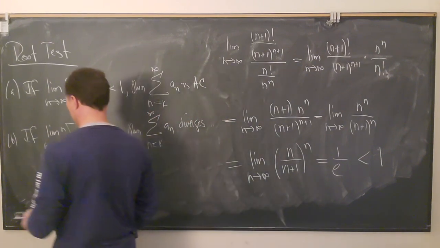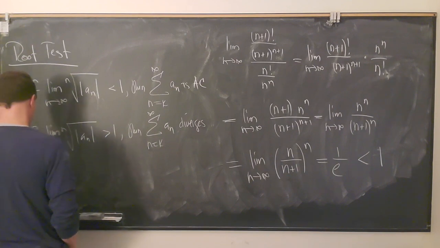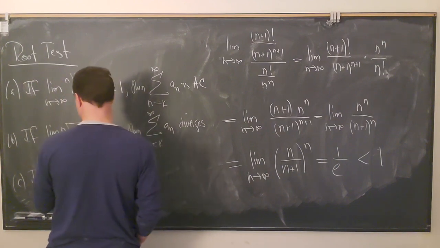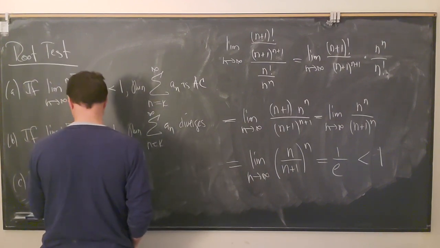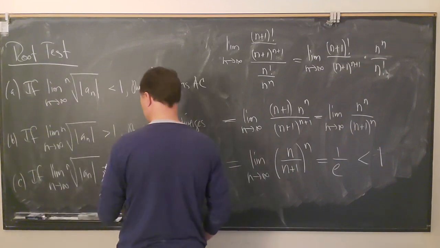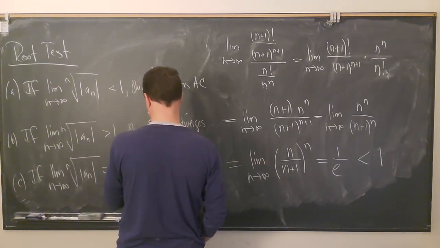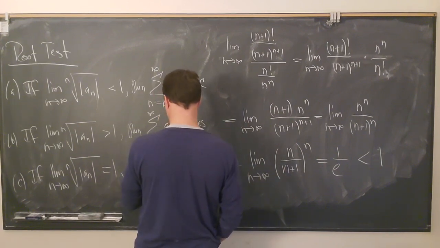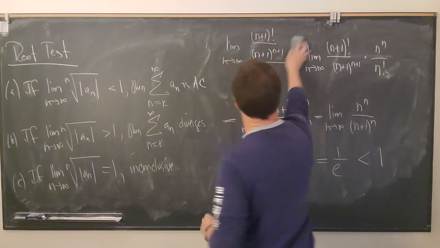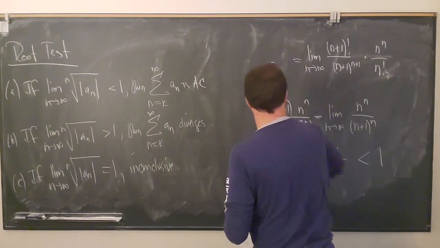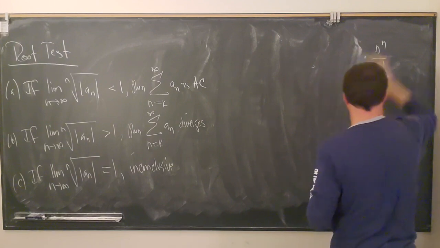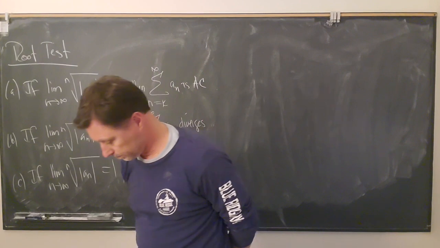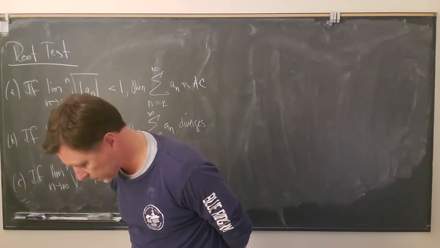And then the last case, if the limit as n goes to infinity of the nth root of the absolute value of a sub n is equal to 1, then it's inconclusive. The root test fails, inconclusive. Try another test. So let's try a couple of examples.